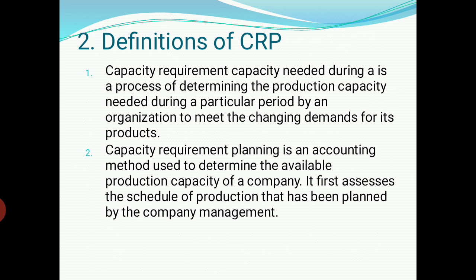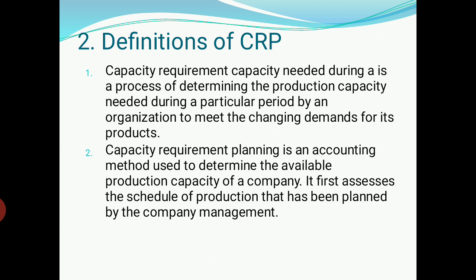If we check the definitions, we can see that CRP, or capacity requirement planning, is the process of determining the production capacity needed during a particular period by an organization to meet the changing demand for its product.